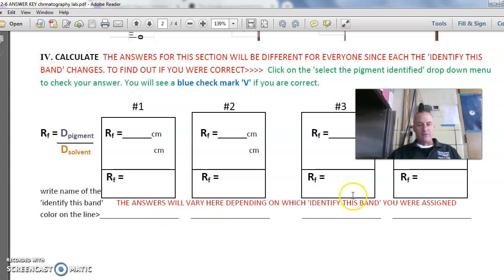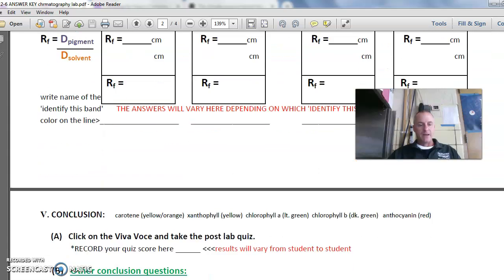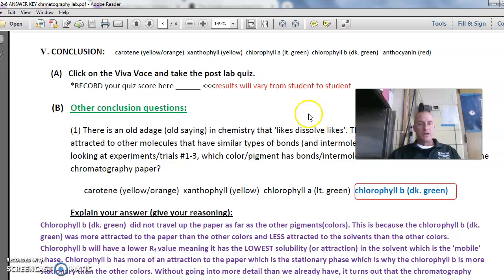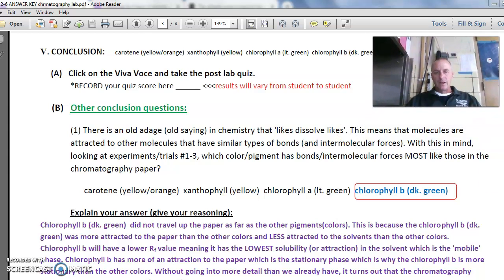All right. Everyone could have different answers for those, and the simulation will tell you whether you had it correct. And then we get on to the conclusion. Be sure that you record your number here. You could take the quiz over if you wanted to, but that's just checking the basics of your understanding, and you just click on the Viva Voce, or however you say that. I don't know what language that even is. But put your score there, and then we get to the rest of the conclusion.